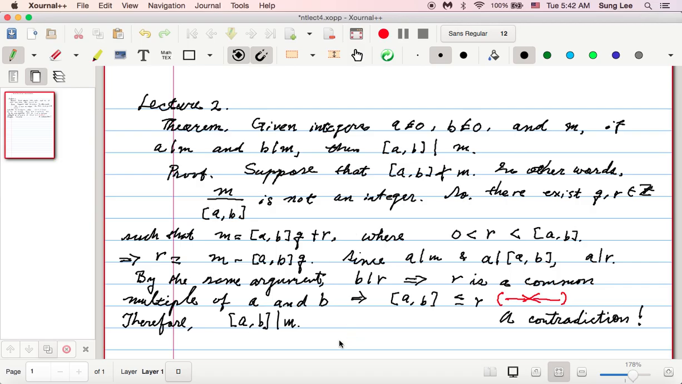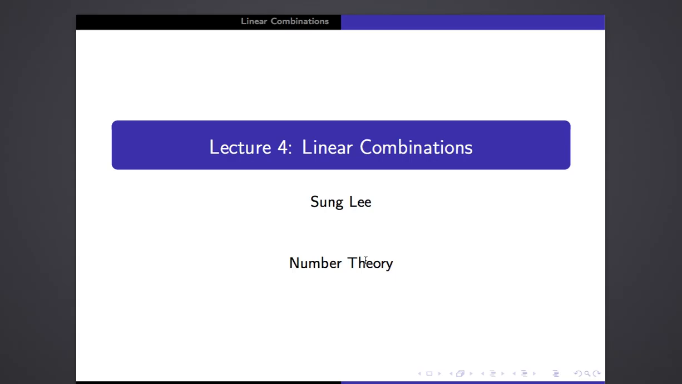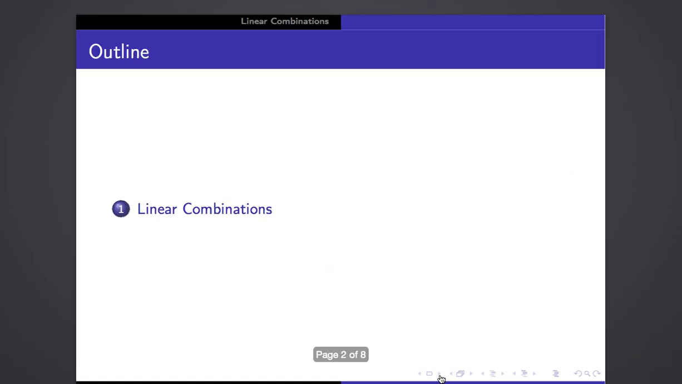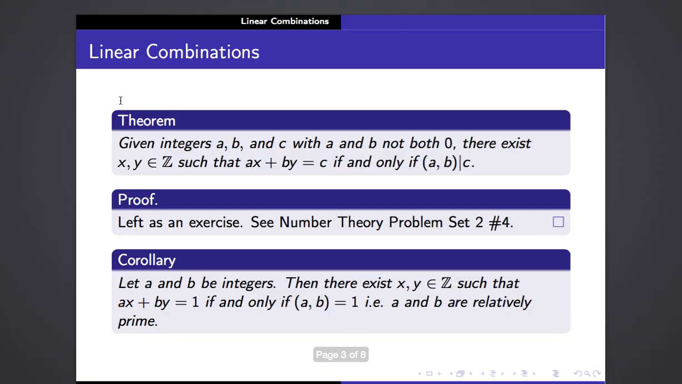Okay, now I think I cleared up everything that I misspoke about, and so we are ready to start our new topic. In this lecture we study linear combinations. There's a lot to talk about with linear combinations. First, I'm going to start with the following theorem.